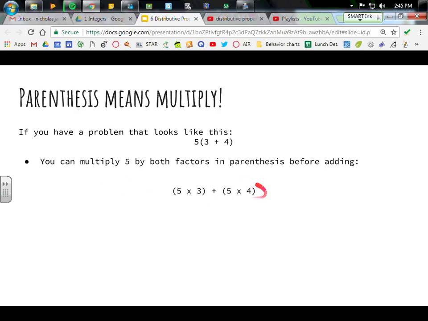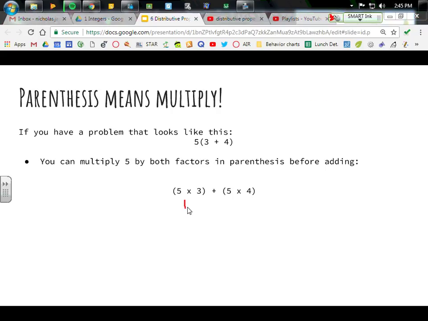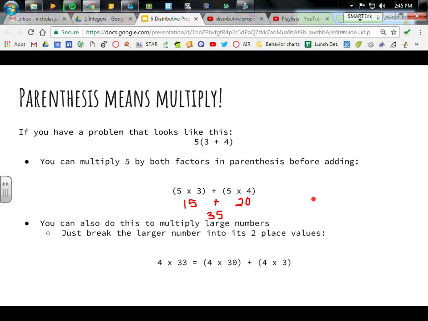So we kind of carried this out a little bit right here. 5 times 3 plus 5 times 4. Well, 5 times 3 is 15 and 5 times 4 is 20. What do we get when we add them up? We get 35. Just like I promised you. I'm not a liar.